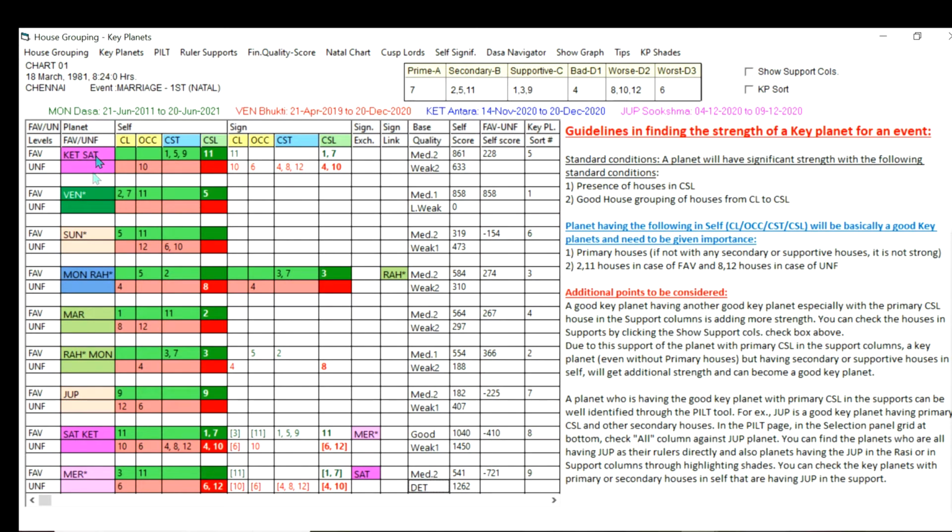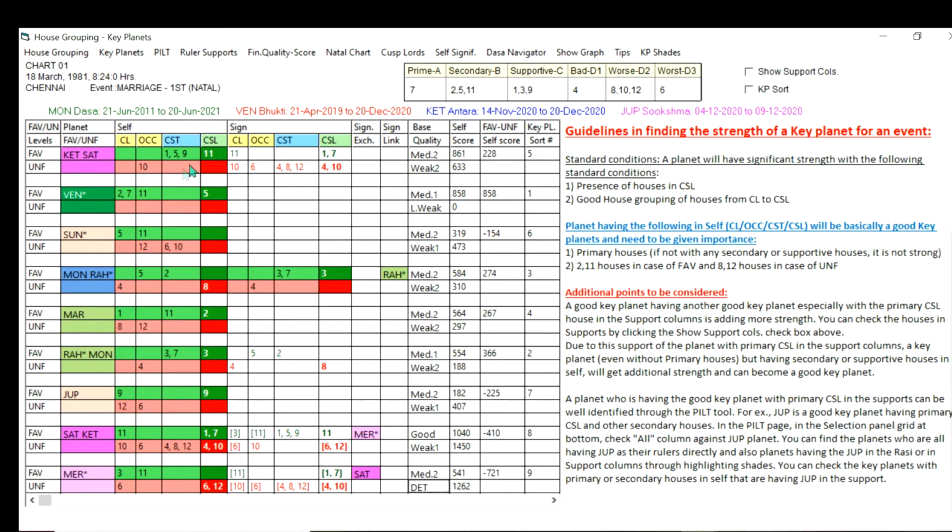The advantage of this key planet is that a planet can be a favorable key planet, an unfavorable key planet or a mixed key planet. They are called self-significators. The planets which are traveling in the star and sub of these favorable key planets are the significators for the particular event. Correct? For example, for the event of marriage, you can see Ketu has got a pink shade. It means it is a mixed significator.